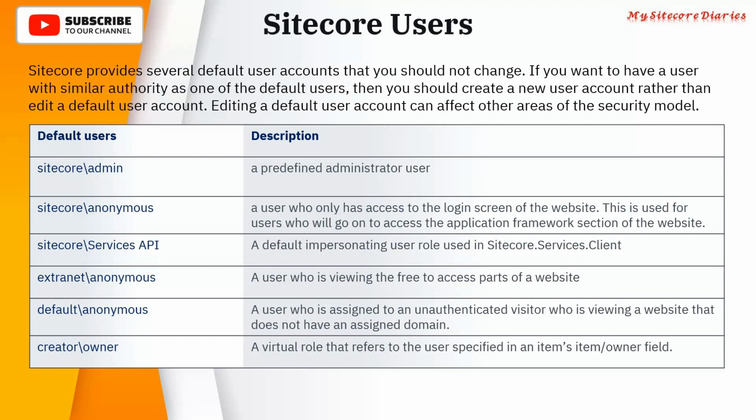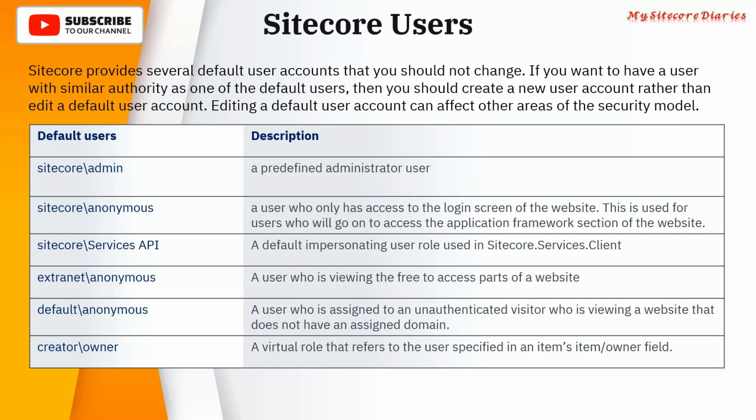Then sitecore domain slash anonymous. This is a user who only has access to the login screen of the website. It is used for users who will go on to access the application framework section of the website. Then you have sitecore domain slash service API. It's a default impersonating user role used in the Sitecore service client. If you are using Sitecore service client, then this user is used.